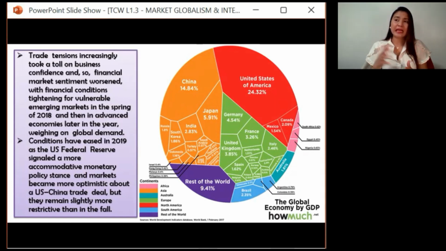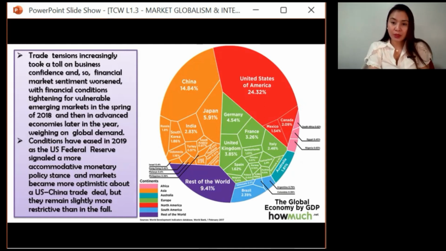In advanced economies later in that year 2018, weighing on the global demand, the conditions have eased, however, in 2019, as the U.S. Federal Reserve signaled a more accommodative monetary policy stance, and also markets became more optimistic about the US-China trade deal, but they remain slightly more restrictive than in the fall during that year.